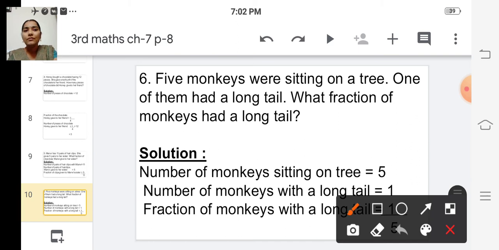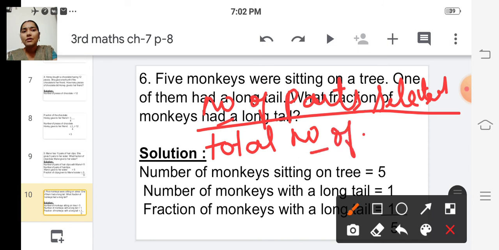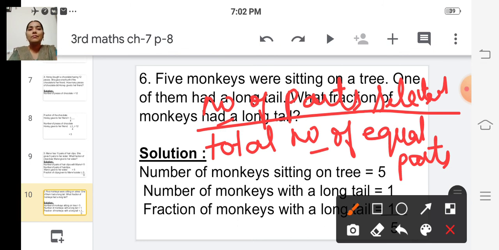So number of parts selected divided by total number of equal parts. Okay, this is the format. Number of parts selected means, in this problem, the number of monkeys that have a long tail. How many monkeys have a long tail? Only one. One of them had a long tail. So the numerator is 1.